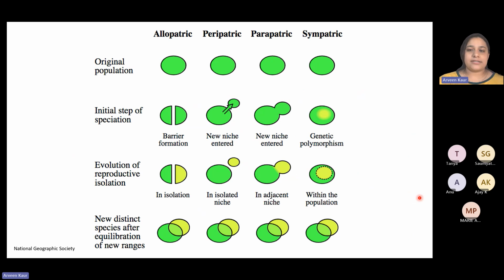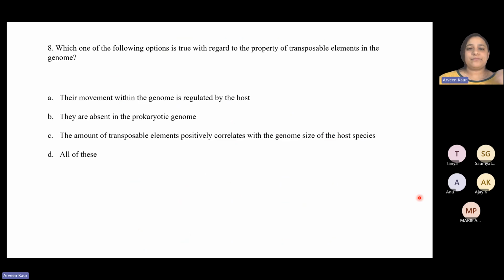So this is just a summary slide for what we talked about. These are the 4 main kinds of speciations that are known of. The other is artificial speciation, which is something that is introduced by man, right? Okay.